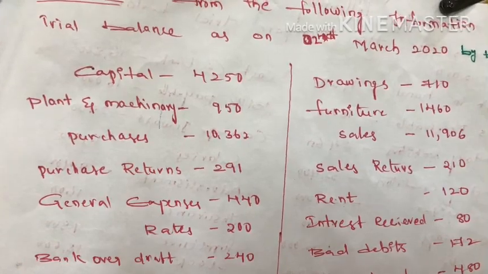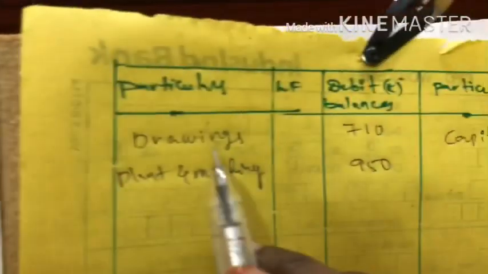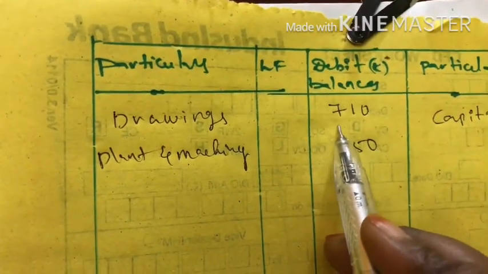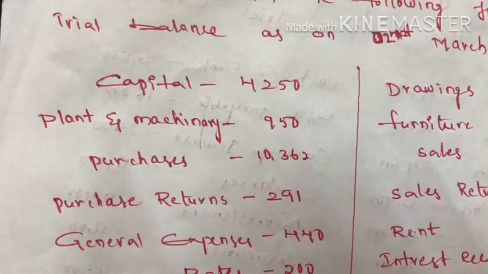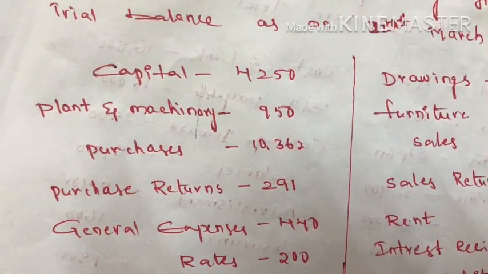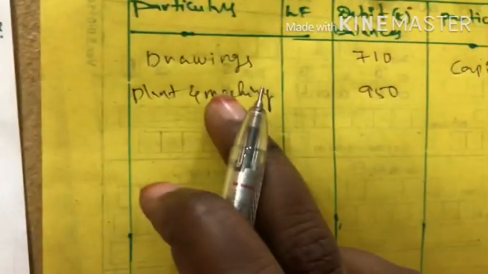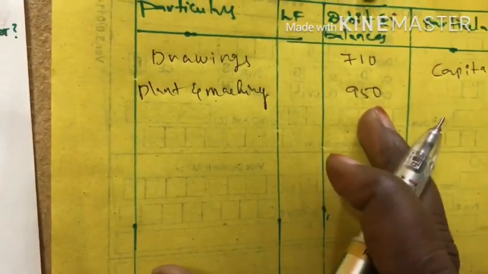Now drawings. Drawings is treated as an expense, and expenses are written on the debit side. The drawings is 710 on the debit side. Now the next one, plant and machinery. Plant and machinery is an asset, and assets are always written on the debit side. So plant and machinery is 950.